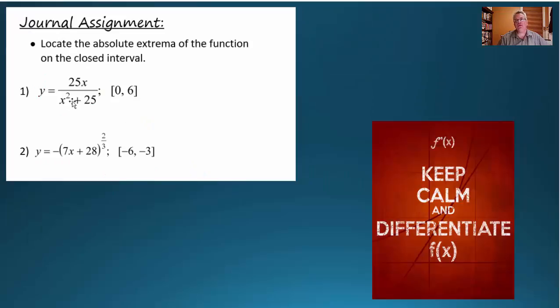So this one, you'll need the quotient rule to take the derivative. Remember, you're going to set the numerator equal to 0 to find the critical points. And this is one of those ones where the derivative is undefined at a point. You got to find that point it's undefined. That's your critical point. So remember, check the critical points and the endpoints, and your absolute max and min are there somewhere. All right, best of luck to you.